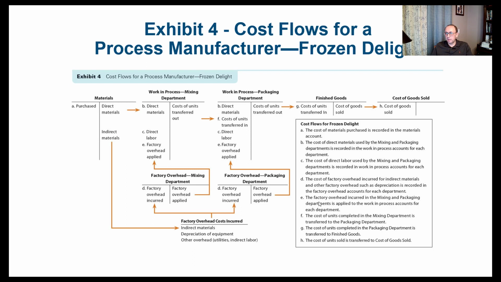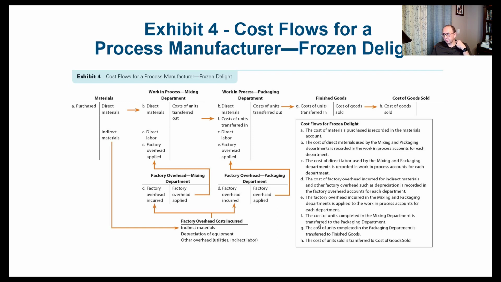And then in E here, the factory overhead incurred in the mixing and packaging departments is applied to the work in process accounts for each department. So we take them and we apply them to each department as part of the work in process. So in E here, we debit the work in process, and of course, we're going to credit the factory overhead accounts.